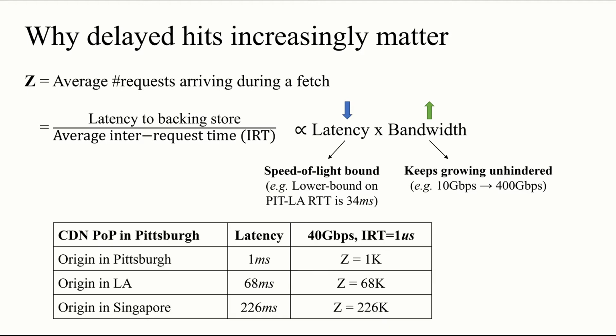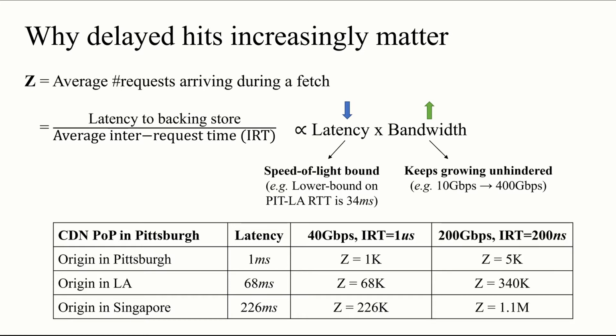Consider a CDN point of presence in Pittsburgh with origin servers in different parts of the world. We expect to see different Z values depending on the latency to the origin server. For a 40 Gbps link, these might range from 1,000 to a local server, all the way up to 226,000 for one located in Singapore.